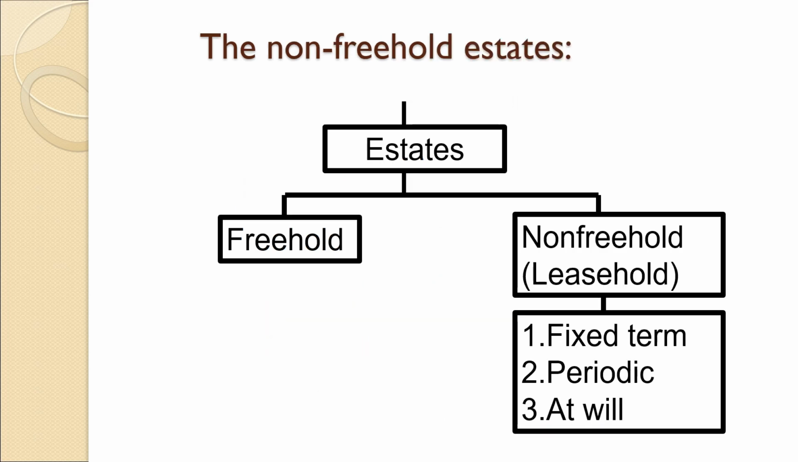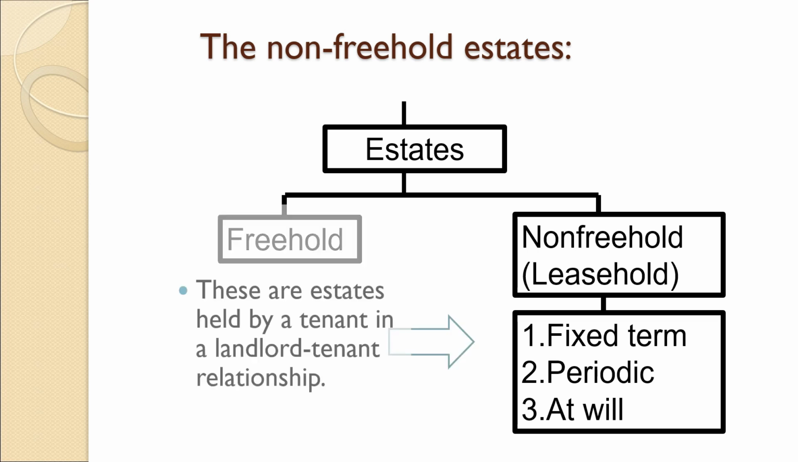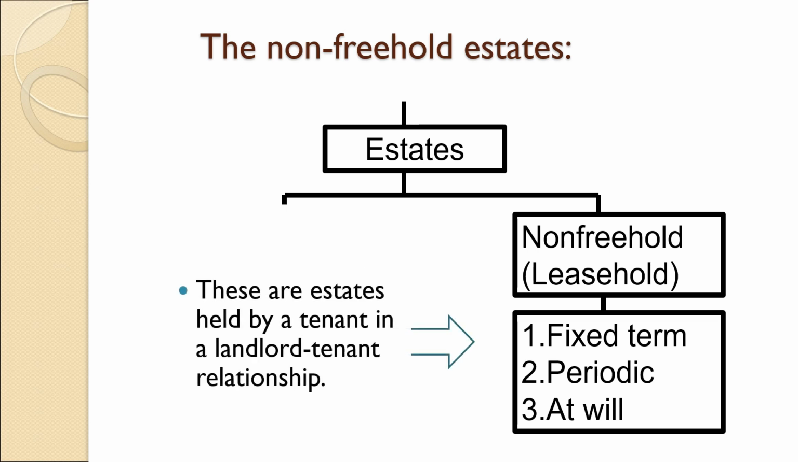Now it's time to look at the estates, and they divide into 2 big categories, the freehold and the non-freehold estates. We're going to start with the non-freehold. Sometimes they're also referred to as leasehold estates, and that's understandable because these are estates that are held by a tenant in a landlord-tenant relationship. There are 3 of them. They're called the fixed-term estate, the periodic estate, and the estate at will.